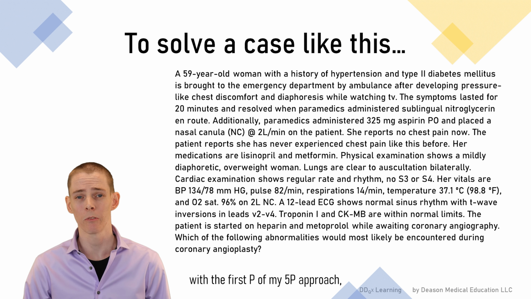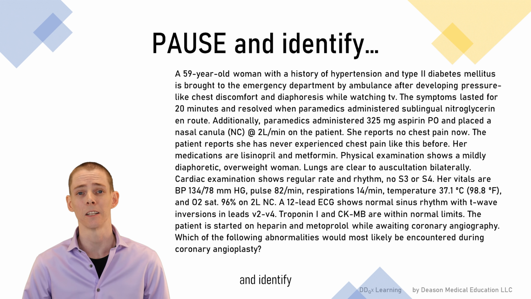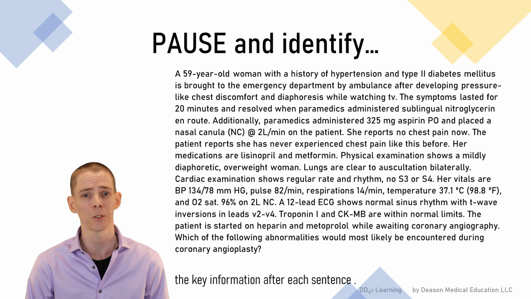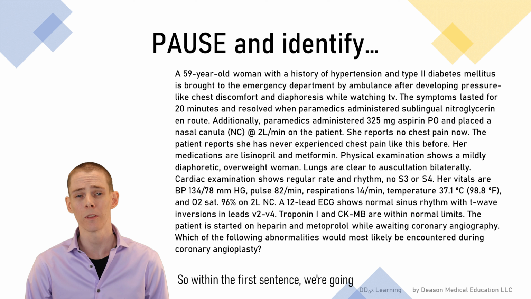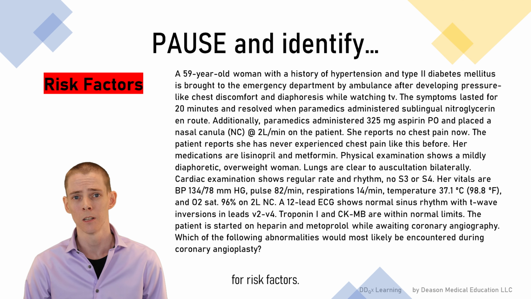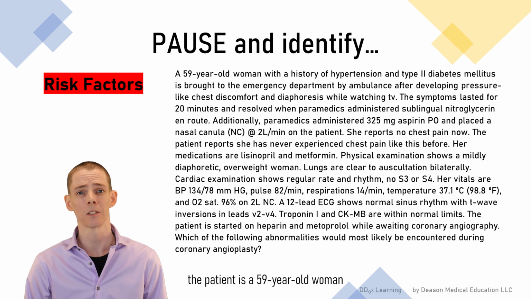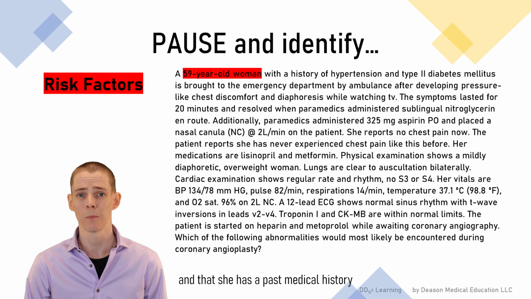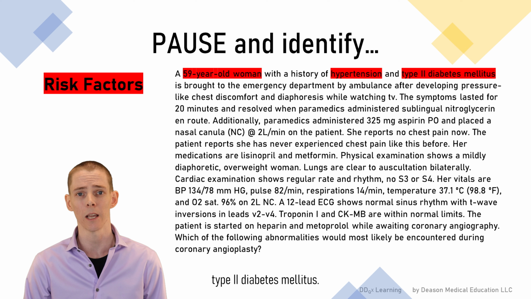Alright, let's get started with the first P of my 5P approach, which is going to be to pause and identify the key information after each sentence. So, within the first sentence, we're going to want to keep an eye out for risk factors. So here we're told that the patient is a 59-year-old woman and that she has a past medical history of hypertension and type 2 diabetes mellitus. So it's worth noting that these are all cardiovascular risk factors.